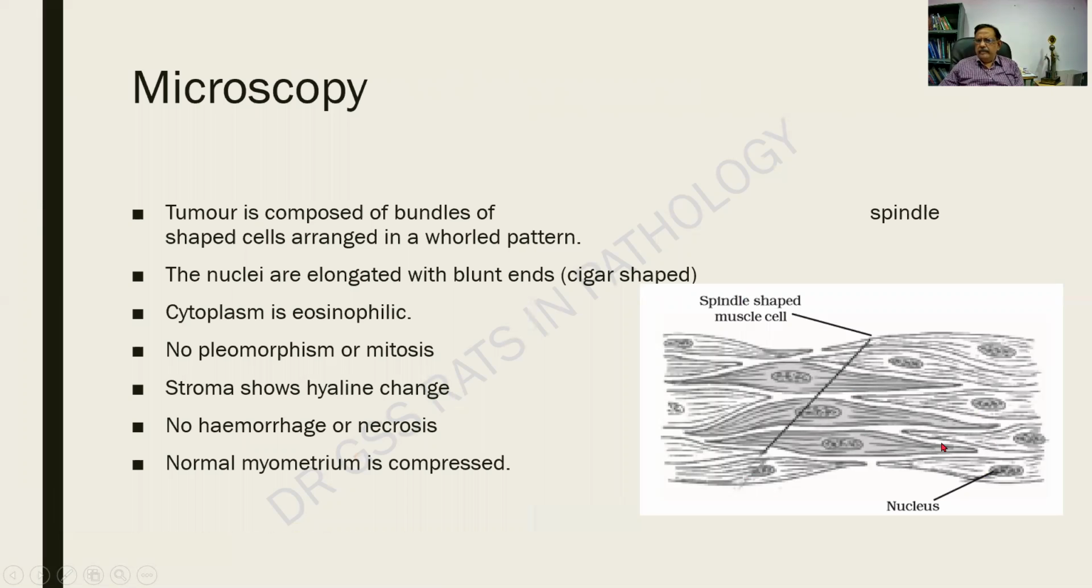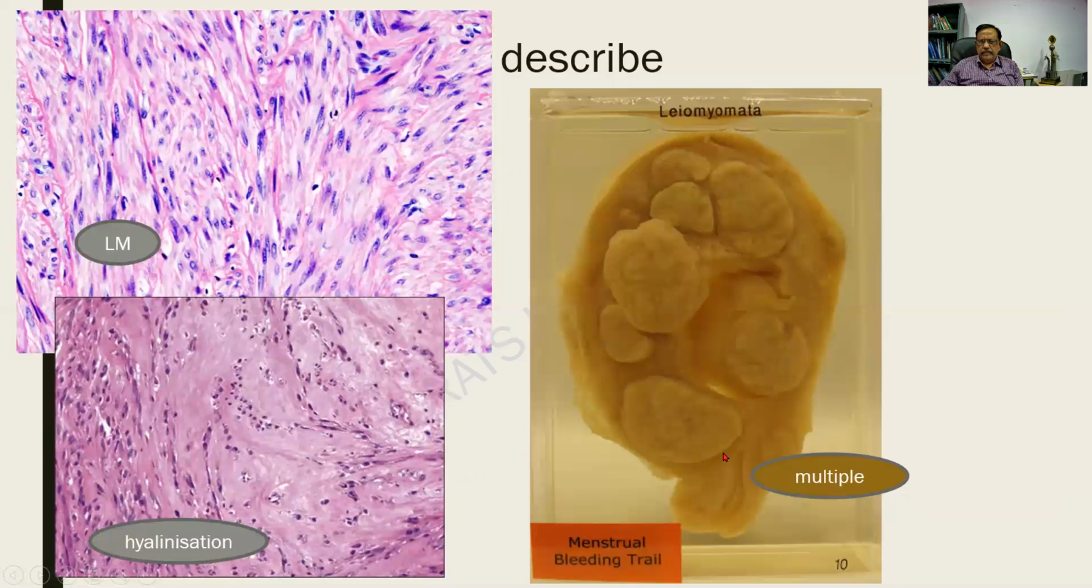This is a basic diagram that you people should have, and on a smaller scale just keep repeating it and you get a leiomyoma. Elongated cells, then long nuclei with blunt ends. We used to describe them as cigar-shaped nuclei. So tumor cells are composed in bundles arranged in a whorled pattern. Nuclei are elongated with blunt ends. Cytoplasm is eosinophilic. Not much of pleomorphism or mitosis. The stroma might show hyaline change.